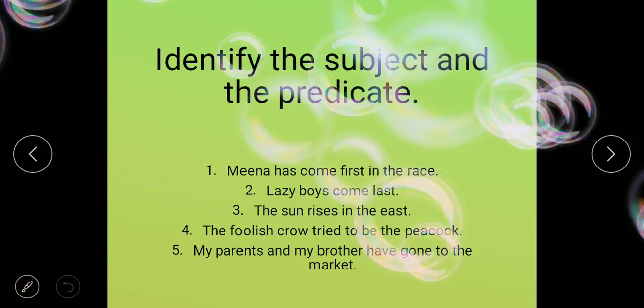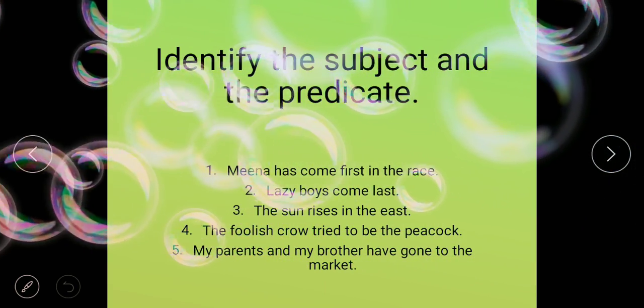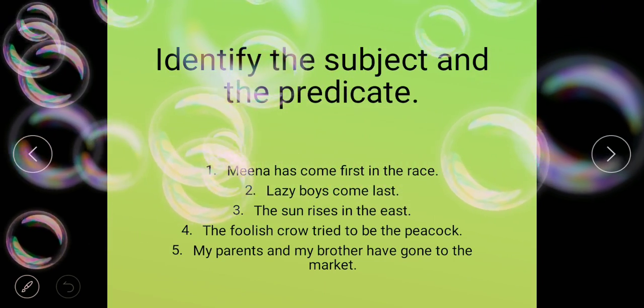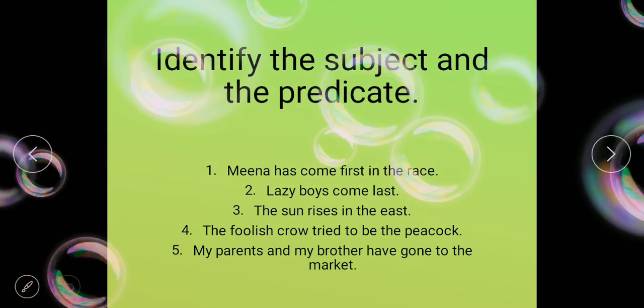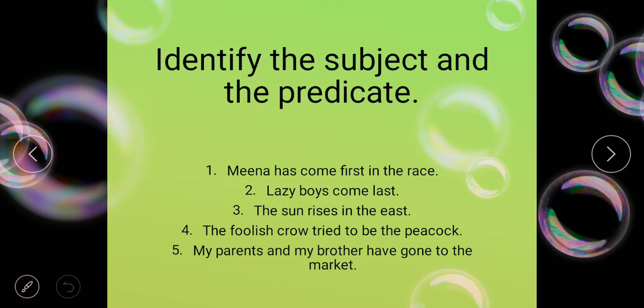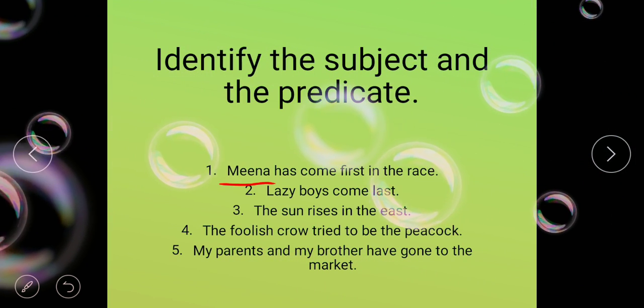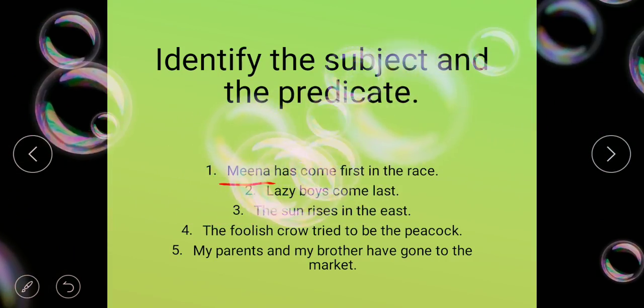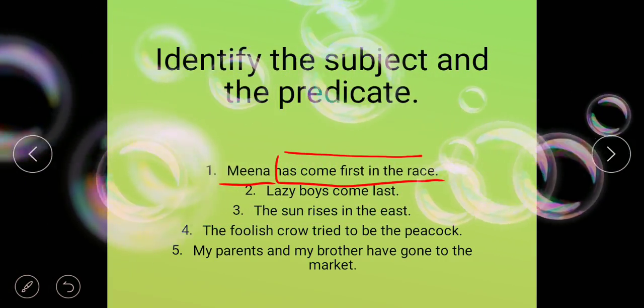Now identify the subject and predicate. Here some examples are given. You have to identify subject and predicate. First one, Meena has come first in the race. So here Meena is the subject and has come first in the race is the predicate.